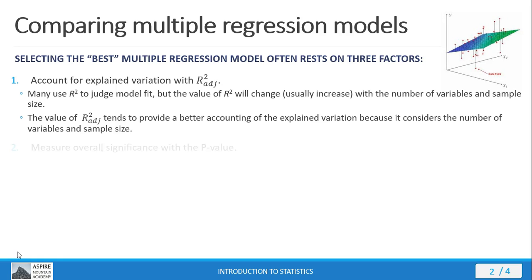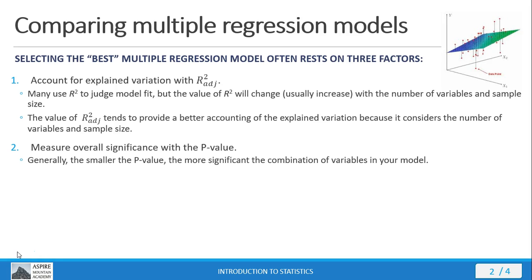The second value we want to look at is the p-value, because this will measure the overall significance of our model. Generally, the smaller the p-value you have, the more significant the combination of variables in your model. So, whereas a higher adjusted R-squared value is appropriate, we want to get that as close to 1 as we can. Here with the p-value, we want to look for a value that's as close to 0 as we can get it. So when you're looking for a good p-value, think golf.